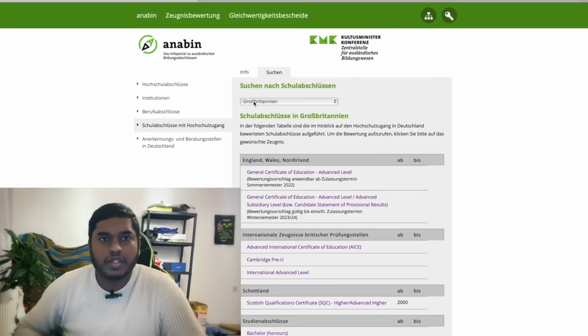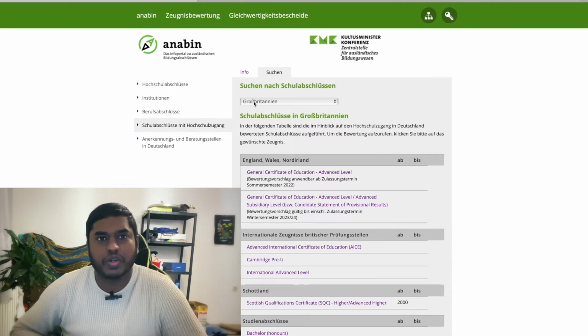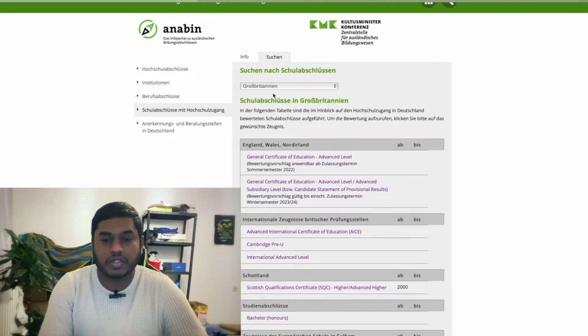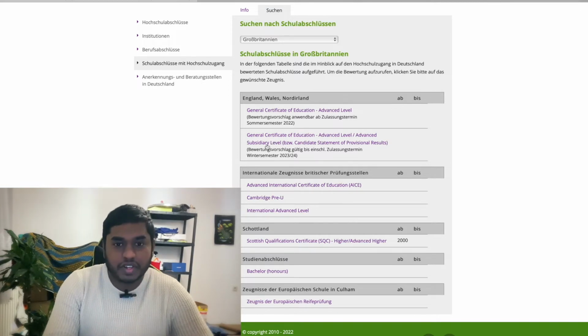So the point to be noted here is that Cambridge A-levels, even if you have done them in Sri Lanka or any other country, the exam syllabus and the exam paper usually originate from the United Kingdom, so it's a UK-based exam. So if you are selecting your country of secondary high school education, the certificate comes from the UK, from Great Britain, so you should select Großbritannien as the country of your Schulabschluss. Then you can go on the advanced level and advanced subsidiary level.